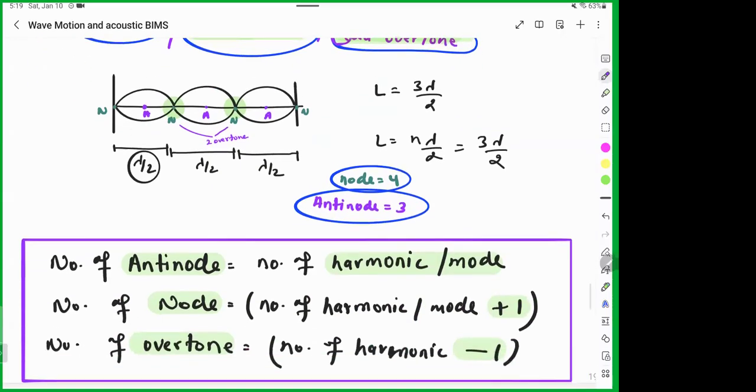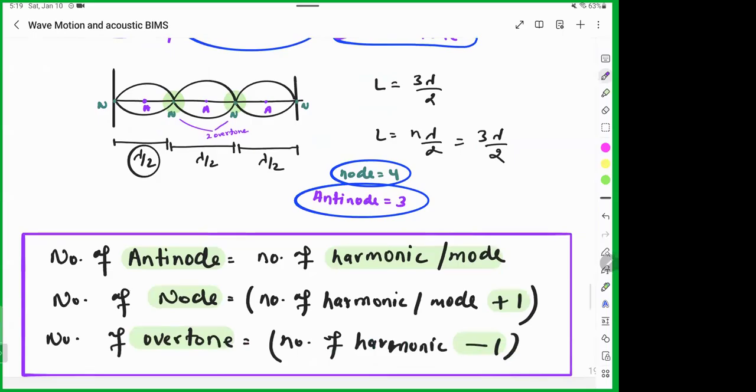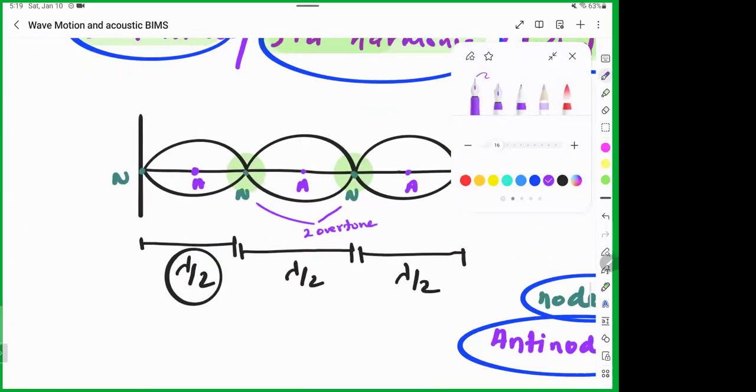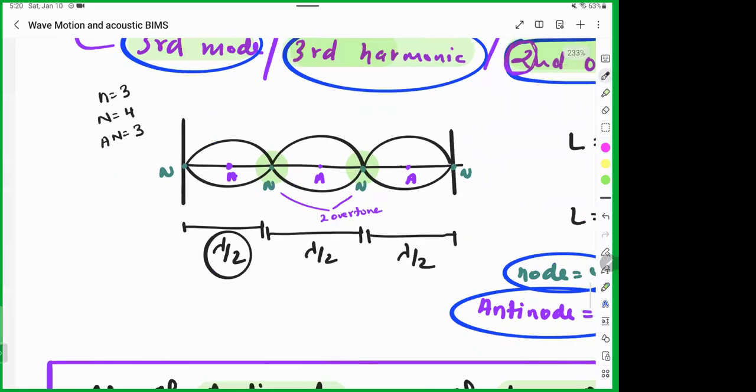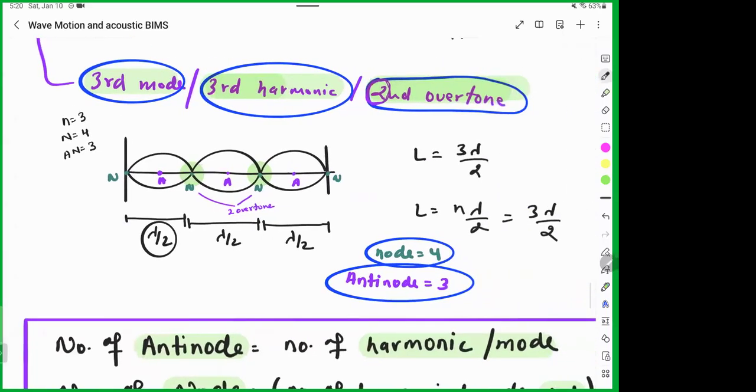Correct? So what will be the number of antinodes? It will be equal to the number of the harmonic. Example, here your n value is 3. Your node value is 1, 2, 3, 4. Your antinode value is how many there? 3. So can we say your antinode value is equal to small n, or the harmonic? Mode is third, antinode is also 3.